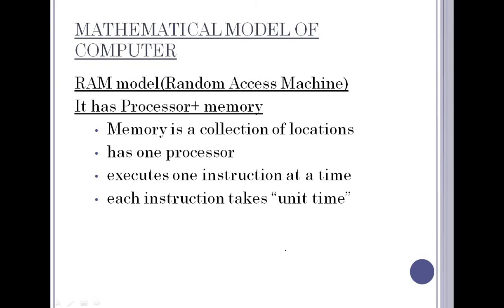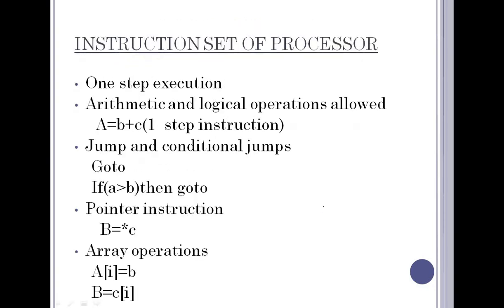The mathematical model of the computer is the RAM model, which has a processor and a memory. Memory is a collection of locations, and there is one processor, which executes one instruction at a time, and each instruction takes unit time. So if I execute one addition operation, I require one step, one program step.